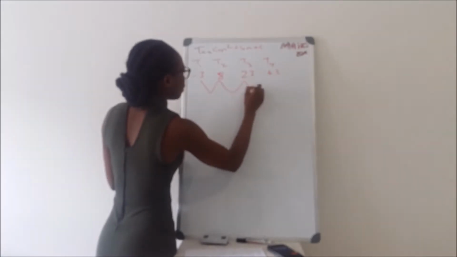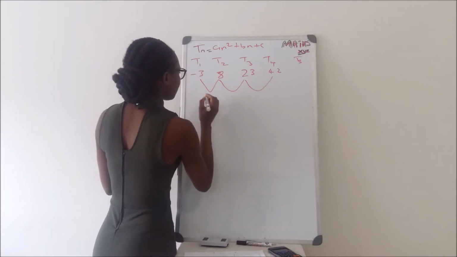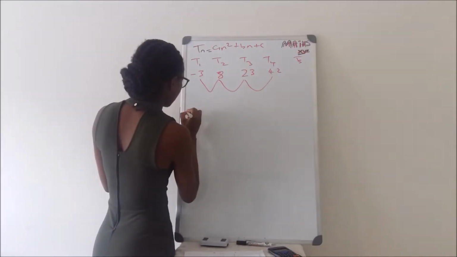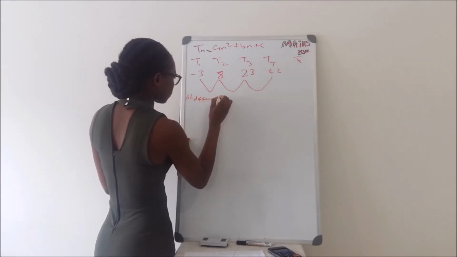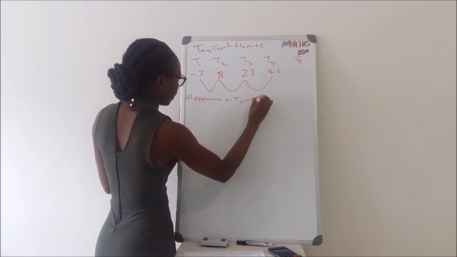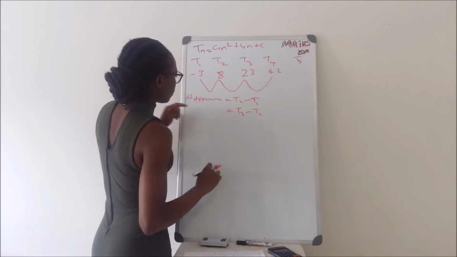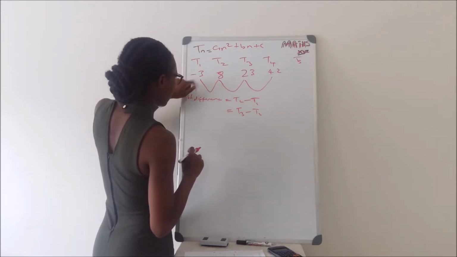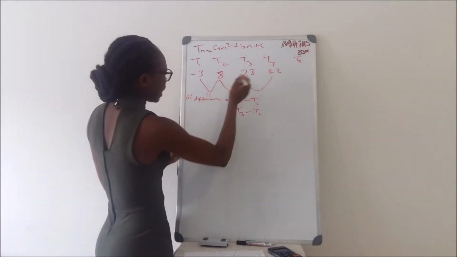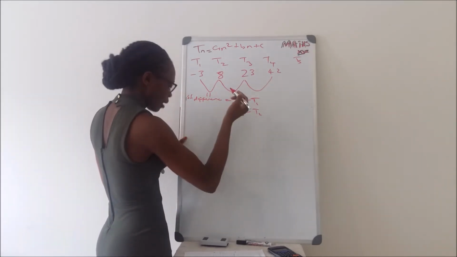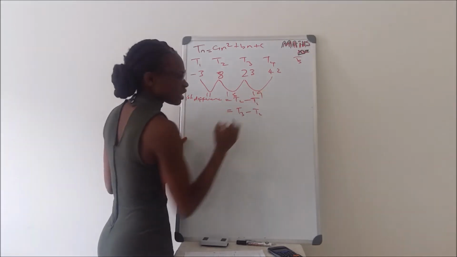So let's find our first difference. Maybe we can also find T5, right? To find the first difference, you say T2 minus T1, and to find the other one, T3 minus T2, just like that. So 8 minus -3, it will be 8 plus 3, which is 11, okay? And 23 minus 8 is 15, and 42 minus 23 is 19.